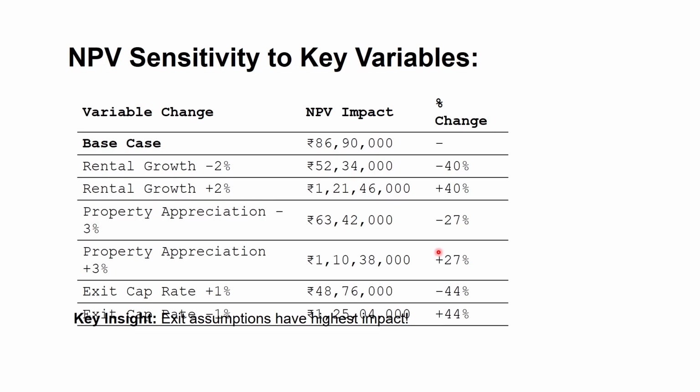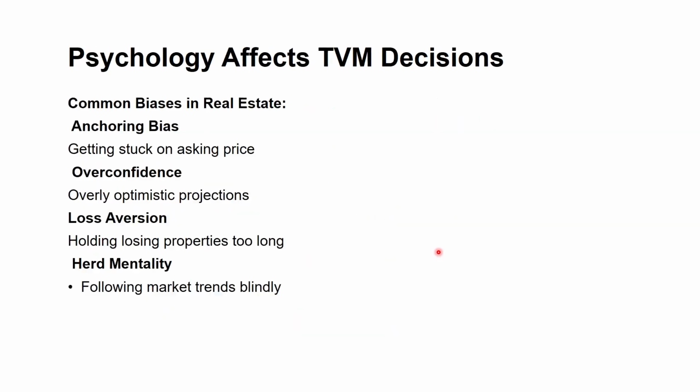Okay. Then let us see the behavioral biases, or the psychology behind these TVM decisions. Now, the first one, which is our anchoring bias. So, 4 common biases are there. The first one is anchoring bias. Anchoring bias is basically which causes us to fixate on an asking price or initial valuation, preventing objective analysis, right.